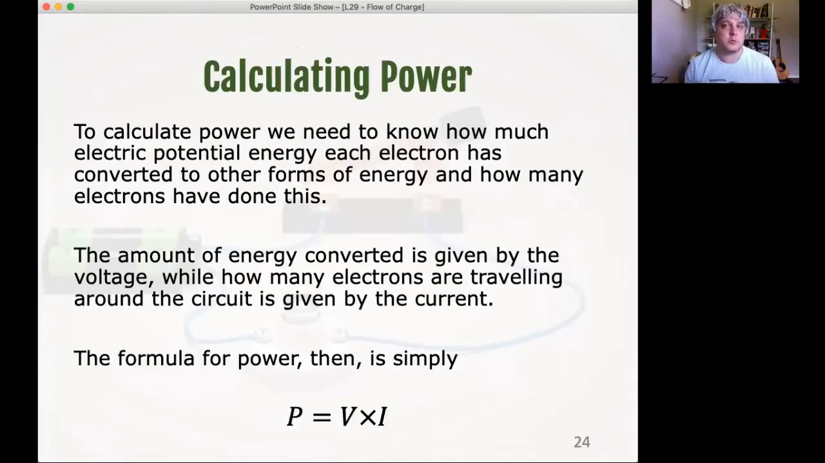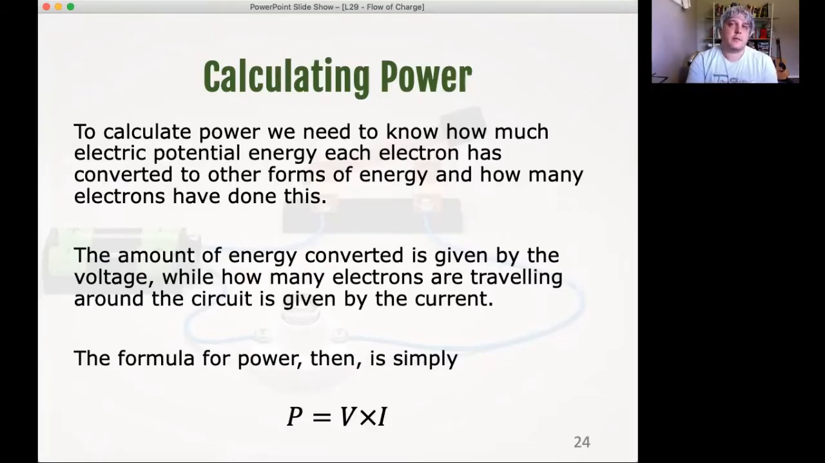That's what a good voltage source will produce, just this constant stream of electrons going through your circuit, all being used to convert electric potential energy into other forms of energy. So the power is based on that. We already saw voltage being how much electric potential the electrons have per unit charge, and current being how many electrons are going past every second. So we've already got the information we need.